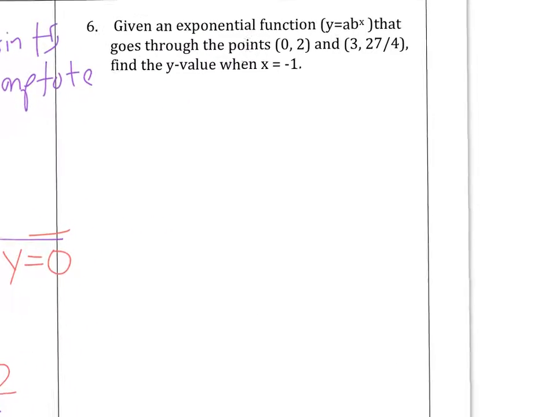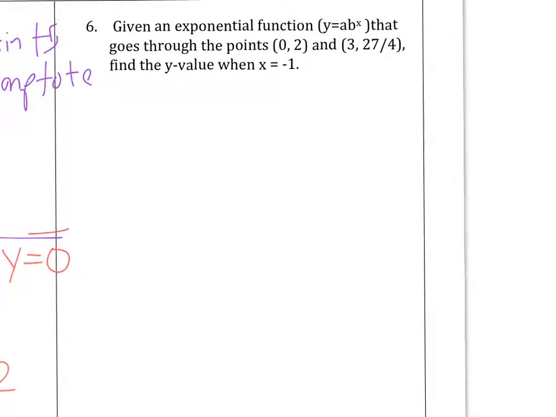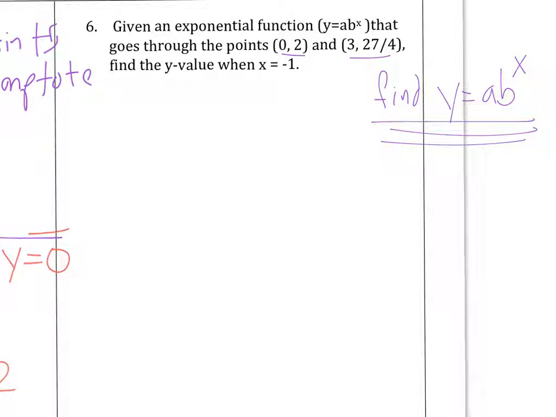All right, given an exponential function, y equals ab to the x, that goes through a couple points. Key point here, I don't tell you explicitly to find y equals ab to the x, but you need to find that equation. I'm going to start with my 0, 2 point. So y is equal to ab to the x. I'm going to plug in 0, 2. 2 is equal to a b to the 0, which means that a is equal to 2.